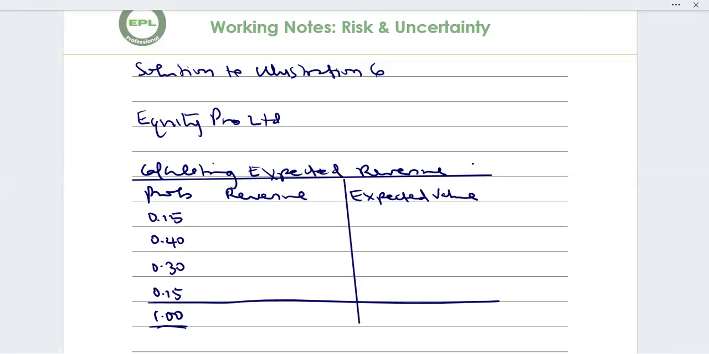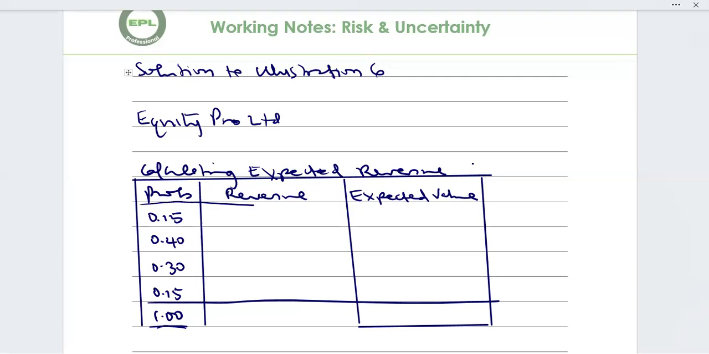Expected value. Then the revenue: 40,000, 50,000, 55,000, then 60,000.